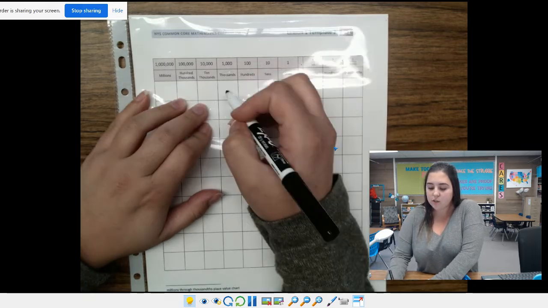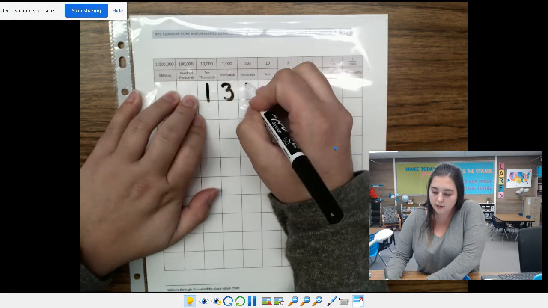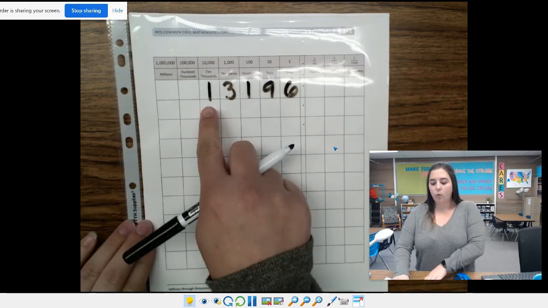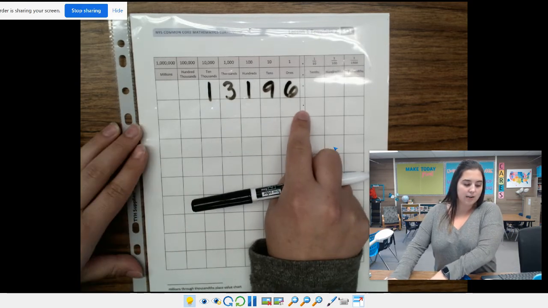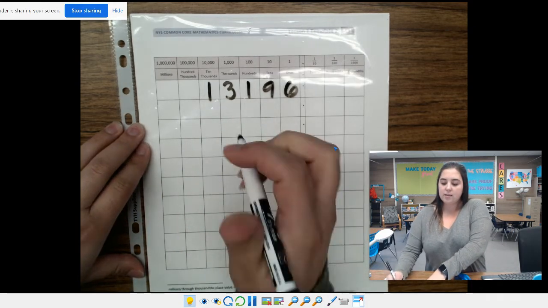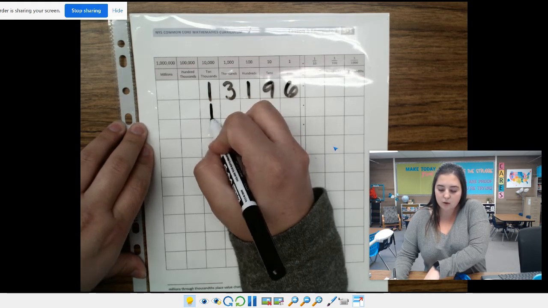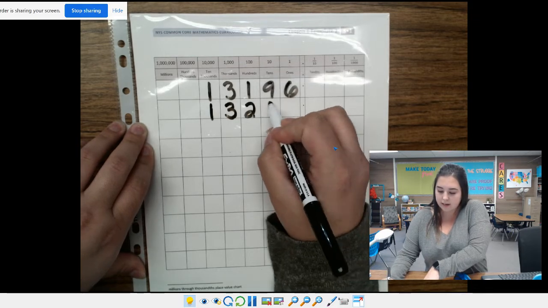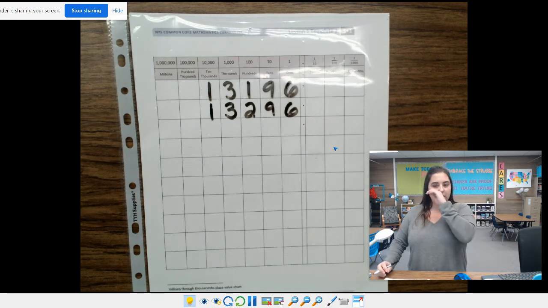So let's write first the number 13,196. So you're going to start with your 1 in the 10,000s, and the rest of the numbers follow in line. This second number, the number we're going to compare it to, I'm going to start the same thing, 13,296. This might look a little familiar to you.